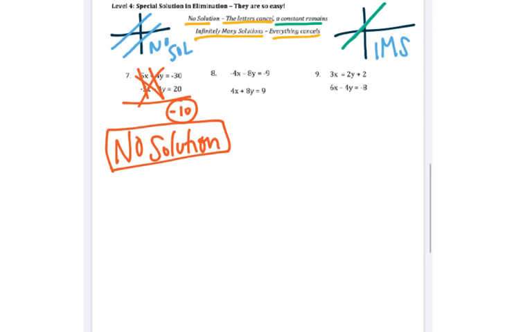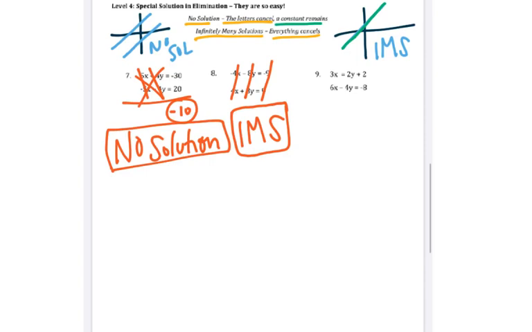So let's look at the next one. Negative 4x plus 4x, goodbye, those go away. Negative 8 plus 8, goodbye, those go away. Negative 9 plus 9 would also cancel. So if everything cancels, it's called infinitely many solutions.